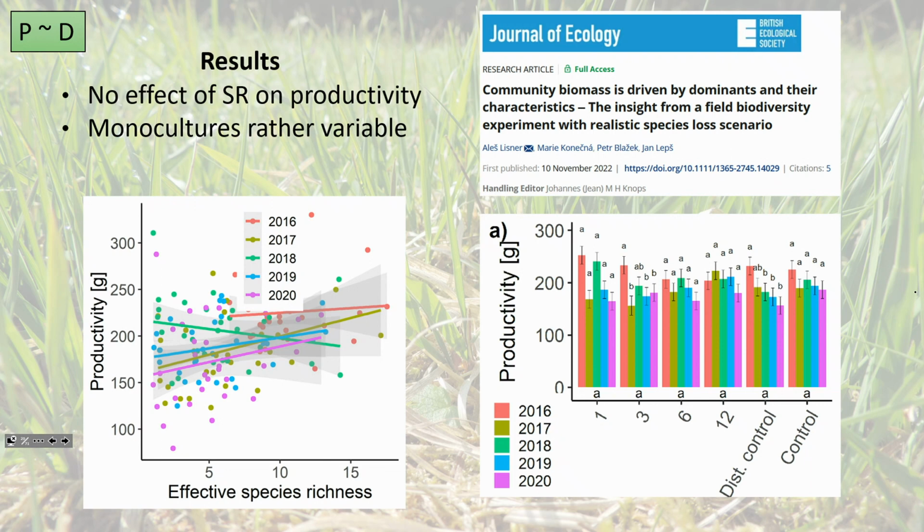What's maybe worth mentioning is that the monocultures, although they are on average producing the same amount of biomass, seem to be slightly more variable.